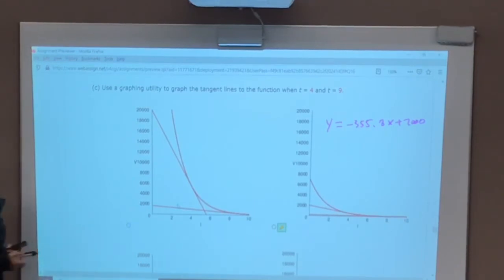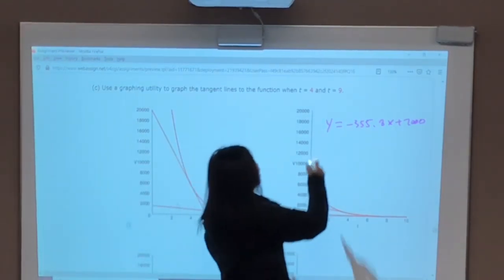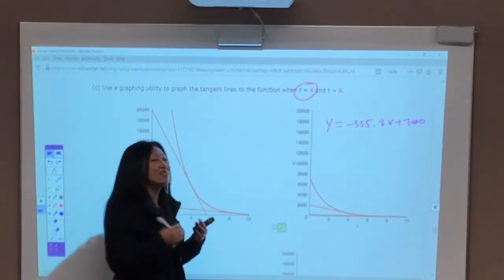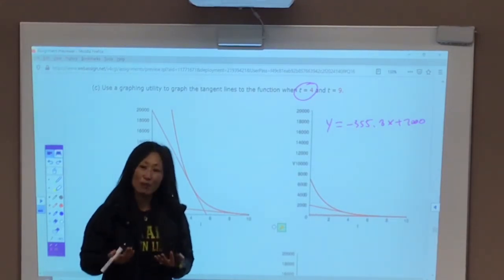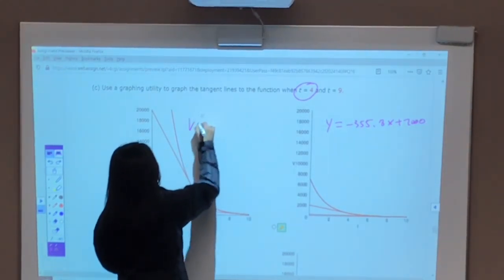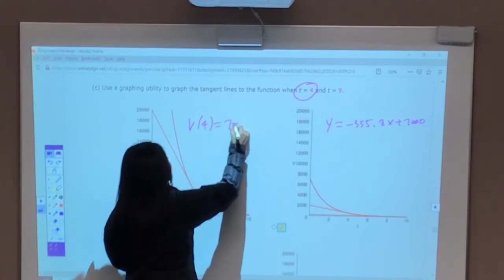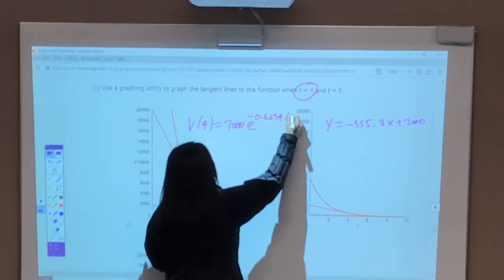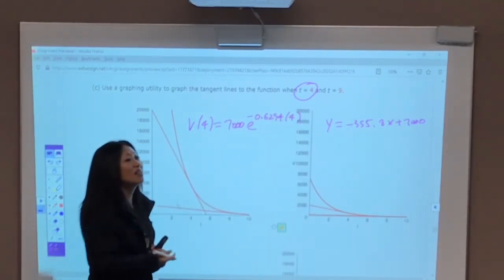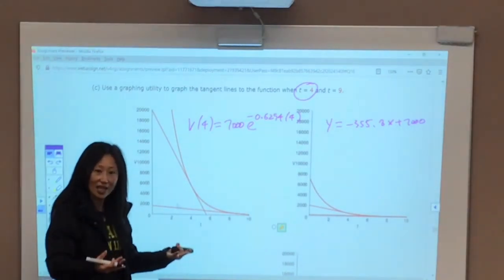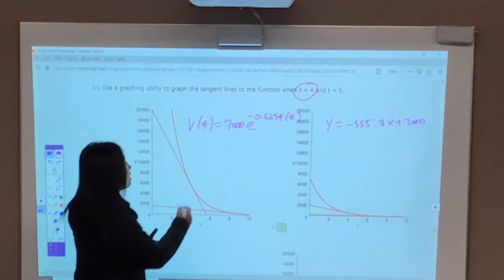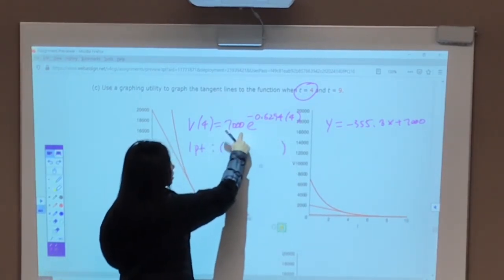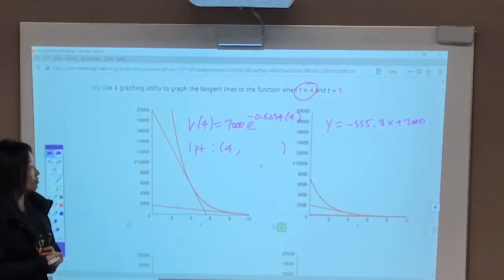Oh, excuse me. Why did I get wrong? They specifically wanted to use which number as a t? 4. So I cannot just use 0 and 7,000 as my 1 point. You gotta use those. My 1 point has to be what? B at 4. And 7,000 times what? E to the negative 0.6294 times 4. Tell me what that equals. That has to be my point that I can use. So my 1 point that I need to use is 4 comma, whatever that number. Plug it in your calculator and tell me what that equals.